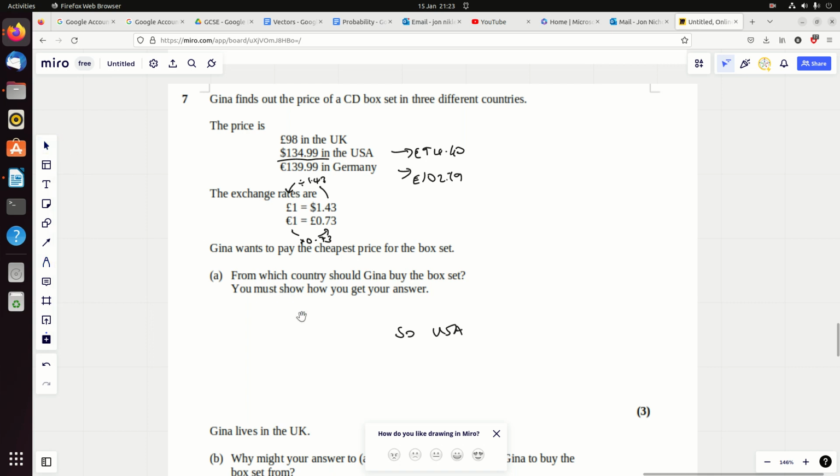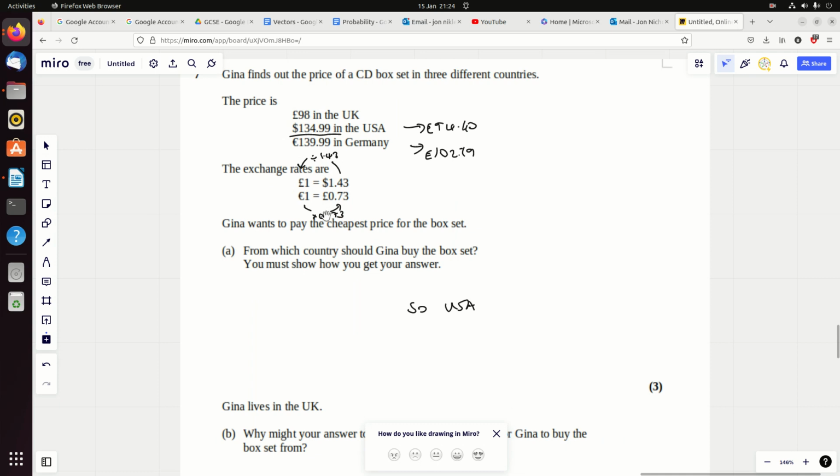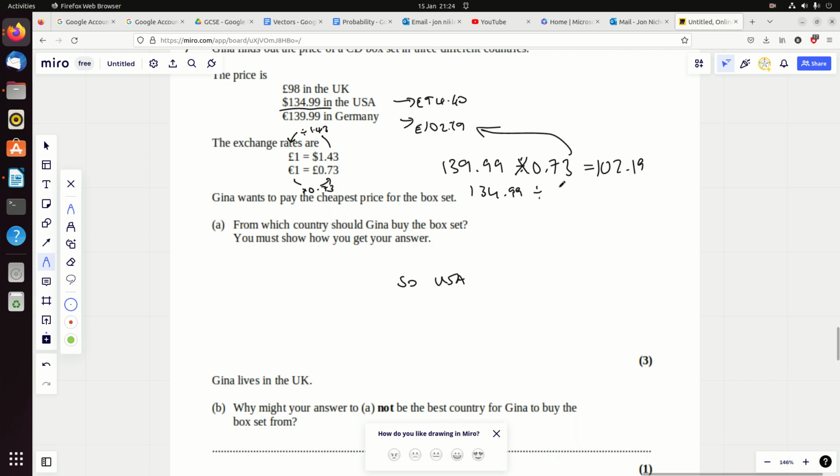I hope I've shown enough there. I tend to feel I'm a bit slapdash. Please show enough working. I know I'm just sketching it, I hope they understand. Actually write down what you're typing into your calculator. I haven't here, but I hope you understand what I've done. I really should be showing good habits here. And 1399.99, I've times that by 0.73 to get that answer, 102.19, and I've divided the other one, 134.99 divided by 1.43, equals 94.